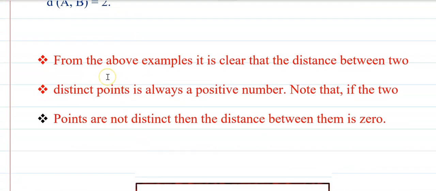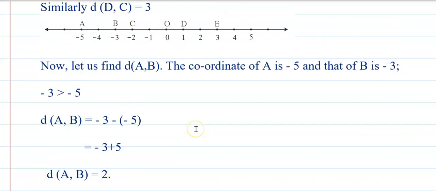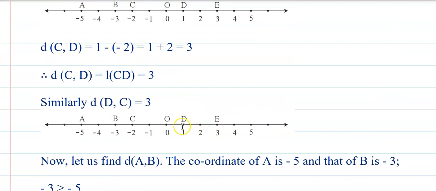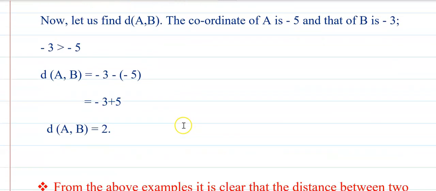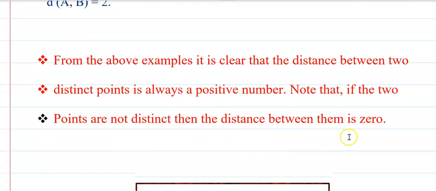From the above examples, it is clear that the distance between two distinct points is always positive. Distance is never negative between any two points. Note that if the two points are not distinct, the distance between them is 0. Not distinct means what? To find the distance of the point D from D. The distance of D from D is 0. If they are not distinct, the distance between them is 0.